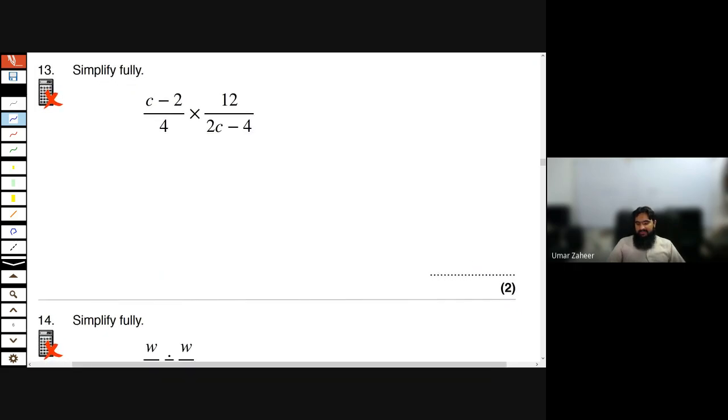Okay, now we have simplified. So let's see how to look for whether there is any cancellation here. 4 times 1 is 4, 4 times 3 is 12. Now there is no cancellation I can see. So we will get 3 times c minus 2 divided by 2c minus 4.